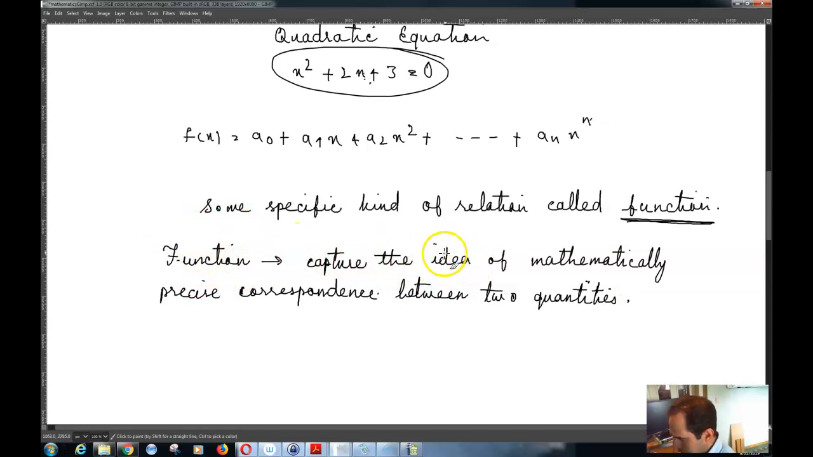It captures the idea of mathematically precise correspondence between two quantities. So that's basically what we want to do here. So let's get started with sets and the Cartesian products of sets, and then we will work our way through the whole of the rest of the material.